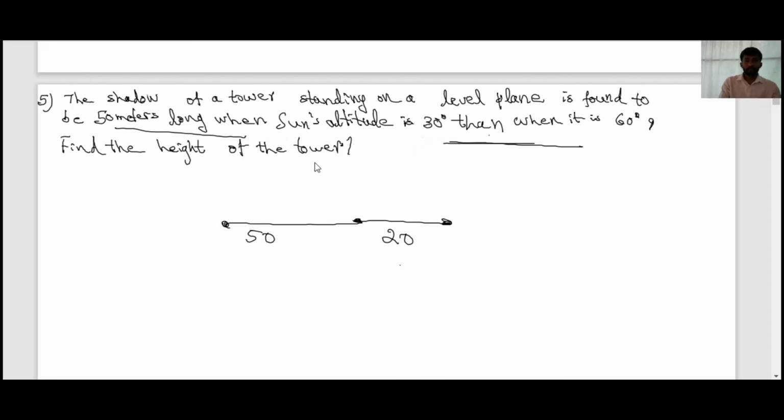Okay. See, shadow of a tower standing on a level plane is found to be 50 meter long when sun's altitude is 30 degree, then when it is 60 degree. That means when it is 60 degree some length is there, but when angle is 30 degree, length of the shadow is 50 meter longer than the original. Okay, that's the given question.